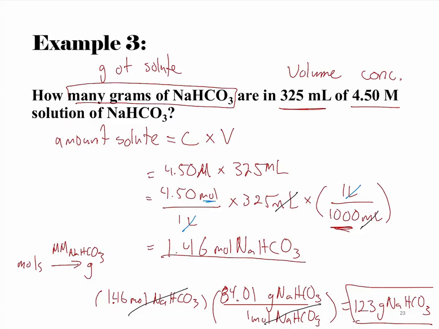Another way that you could phrase this question is if I have a 325 milliliter flask and it's only calibrated for that volume, how many grams do I need to dissolve in water to get a 4.5 molar concentration solution? That's a practical application of the same question that we're answering here. This is explicitly asking how many grams are there in this volume. But I could say how many grams do you need to dissolve in 325 milliliters of water to get a 4.5 molar solution? All right.